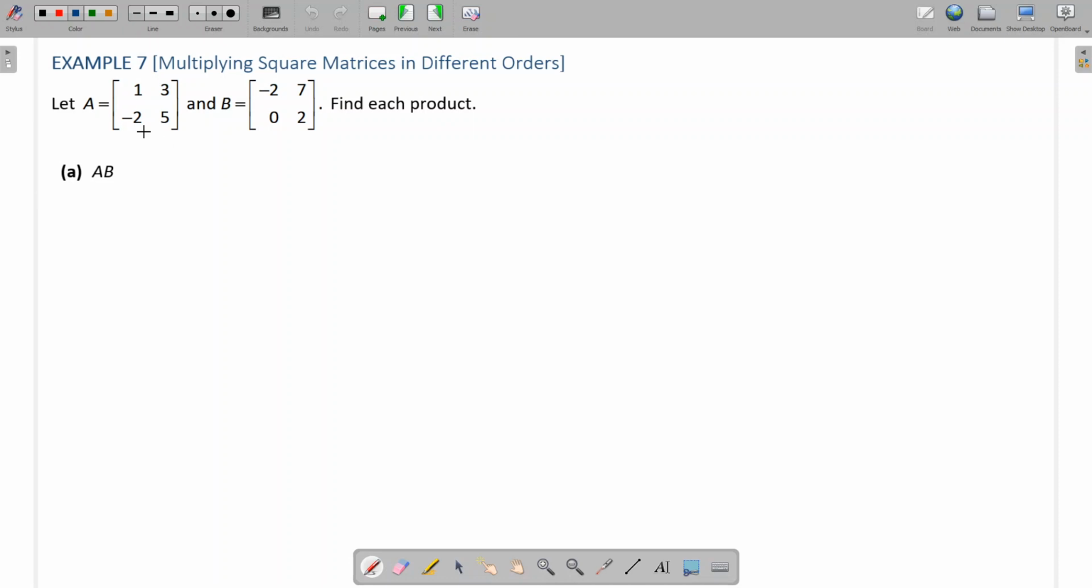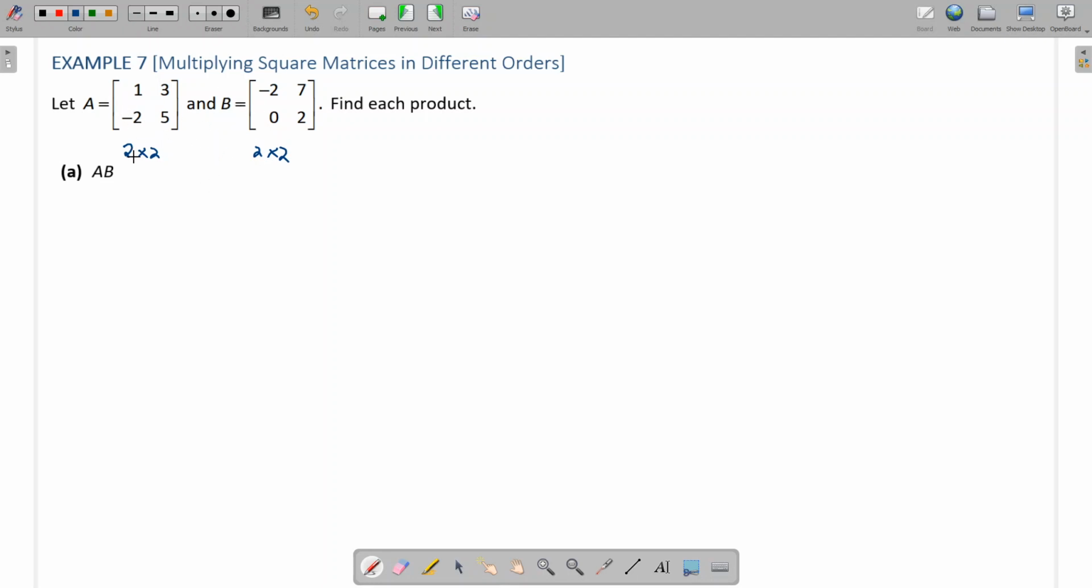Okay, let's do one more of these. Let's do this with square matrices. Now, one of the nice things about square matrices is that if they have the same dimension, the product will always be defined. And in both directions it will be defined. So since this is a 2 by 2 and this is a 2 by 2, both A times B and B times A will be defined.